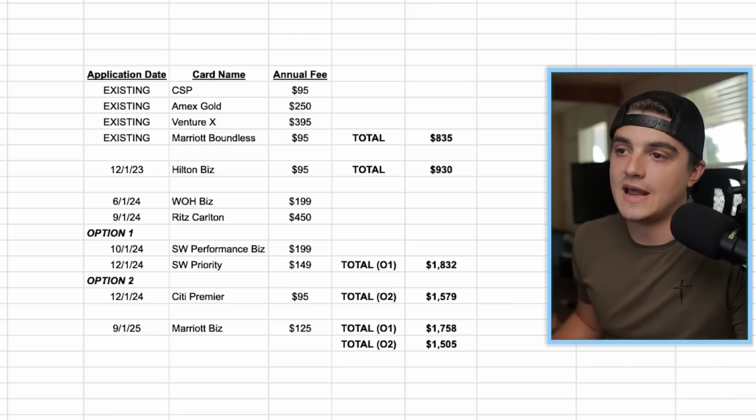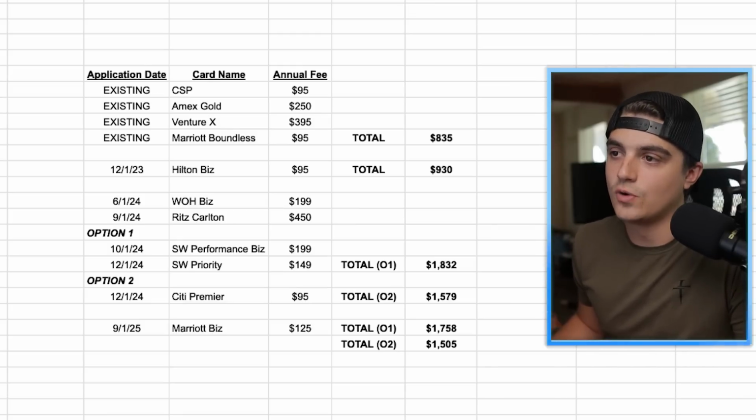And of course, this card comes with a lot more than that. You can get free nights on it and stuff. But in reality, the $95 annual fee should be pretty easily justifiable every single year. So what that would mean though is that at the end of 2023, my total annual fees for that year would have been $930.